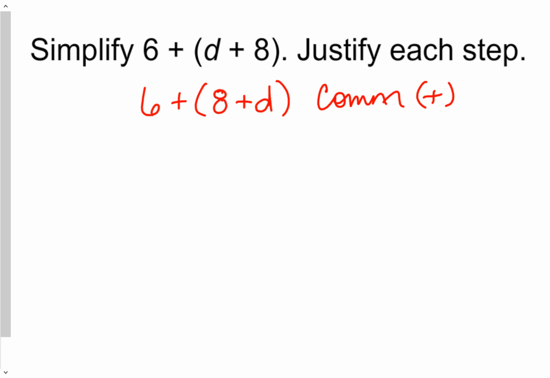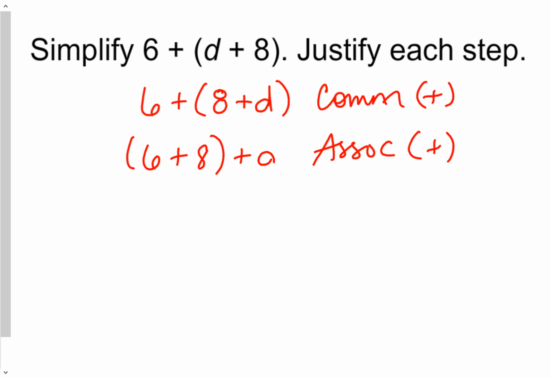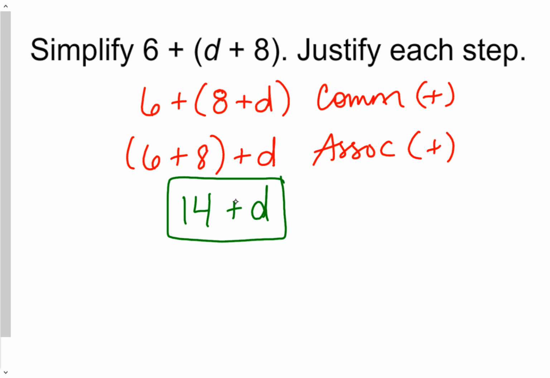Now I want to group my numbers together because I want to combine them. That's my associative property of addition. So I'm now going to do 6 plus 8 plus d. The last step is just to simplify, or add. So 6 plus 8 is 14. 14 plus d is my answer. Again, I can't combine the 14 and the d because one's a number and one's a variable.